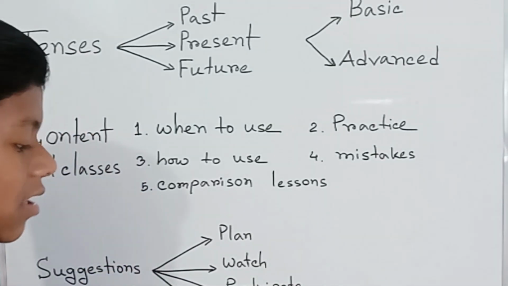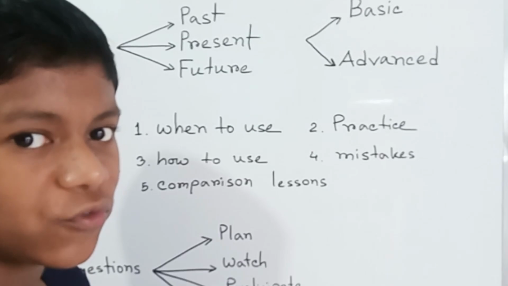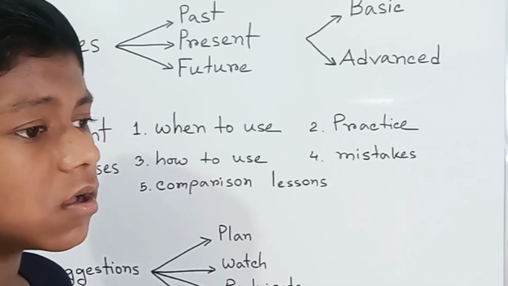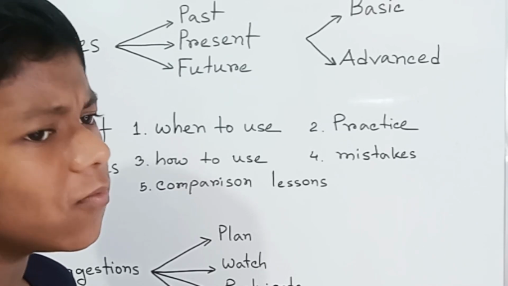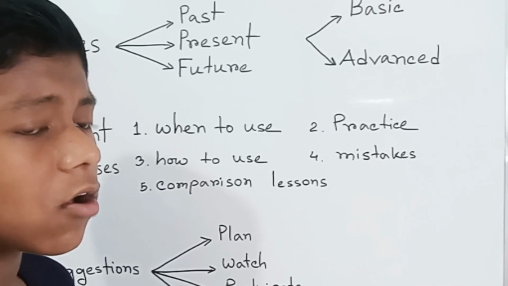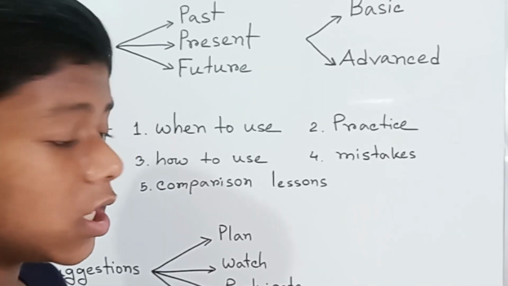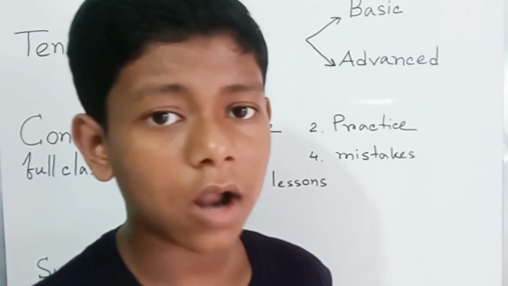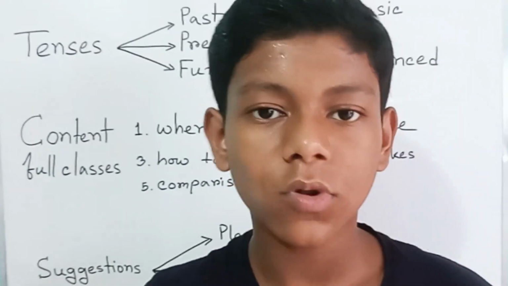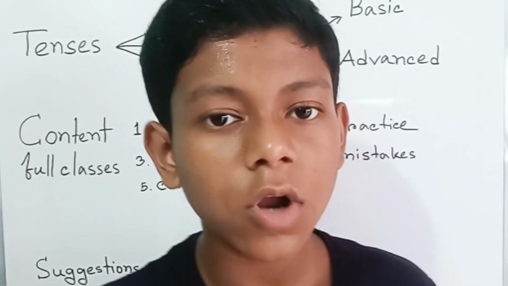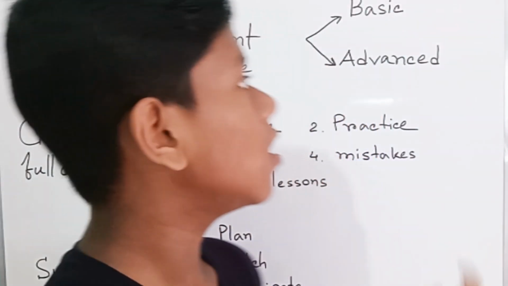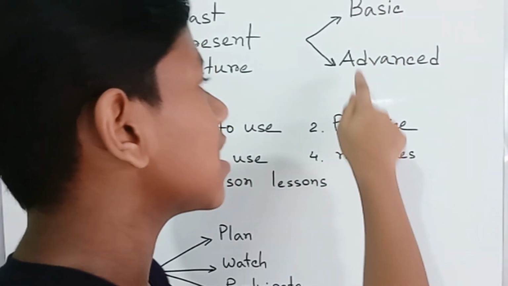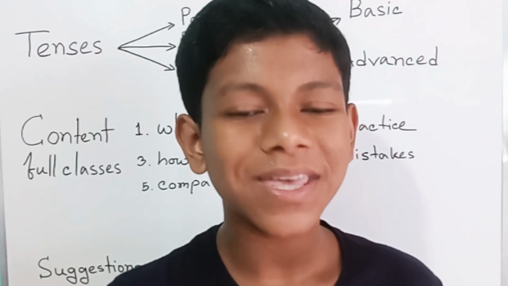Then last is review. We have to review the videos. For example, if one day you haven't watched the videos, you can watch the previous videos, and you can understand the future videos better. Okay, so we have to understand these types of rules. So I hope you have understood. So we will learn the tenses from basic to advanced, and this way we can improve in tense.